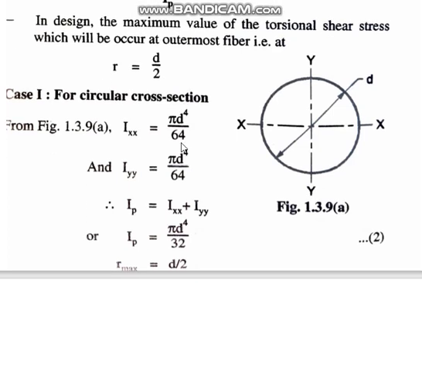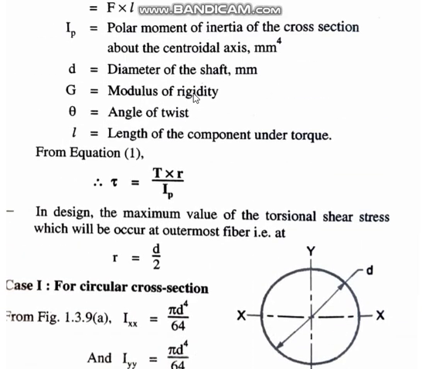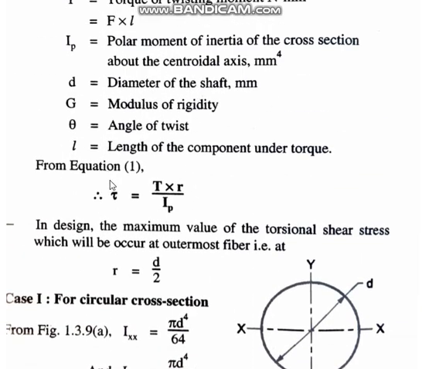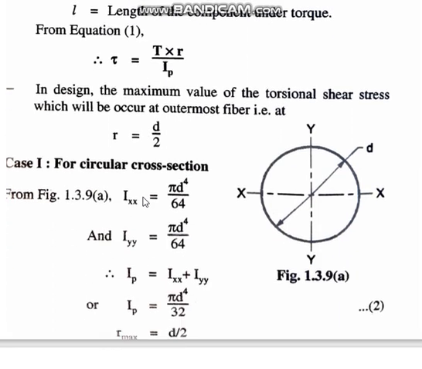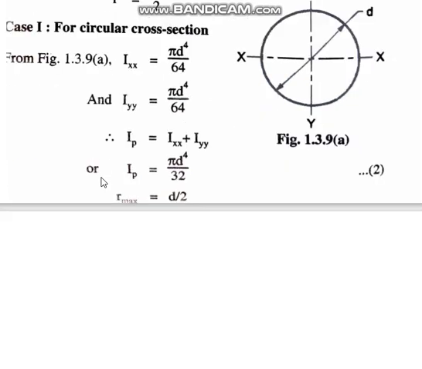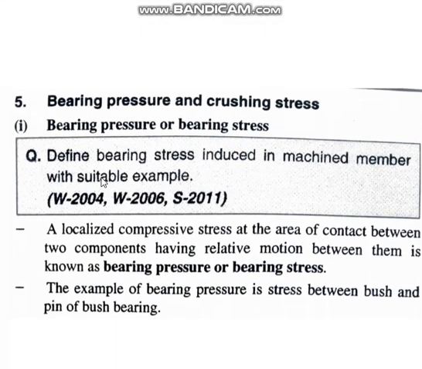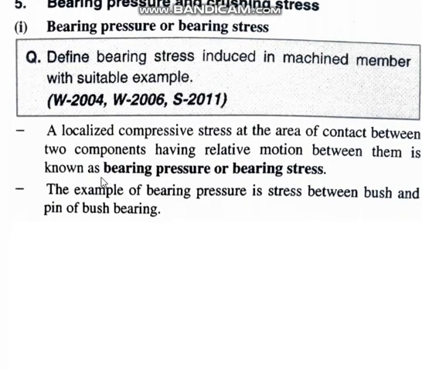When we solve the problems, the idea will be more clear how to find the diameter using this formula or whatever the dimension. If it is a square one, the side you have to find out. If it is a rectangular cross section, you have to find out the length and breadth of the section. Another case is a hollow circular cross section, but at present we need not see it. Coming to the next stress, this is the bearing pressure and crushing stress.